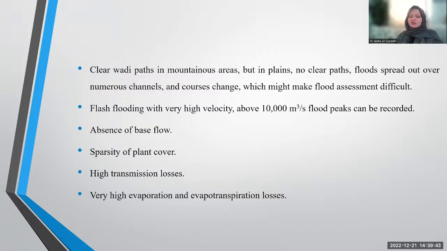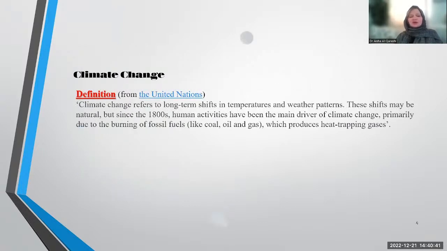We have flash floods with very high velocity, and the flood peaks can be above 10,000 cubic meters per second, which is why the damage can be very high during these severe floods. There is an absence of base flow and sparsity of plant cover, and something very important to know about arid areas is the high transmission losses. So the flood can decrease instead of increasing, as in humid areas, unless there's a cyclone or the rainfall is evenly distributed over the whole catchment, which does not happen very frequently. The losses are very high, including evaporation and initial losses, and we need to consider that in modeling and hydrological analysis.